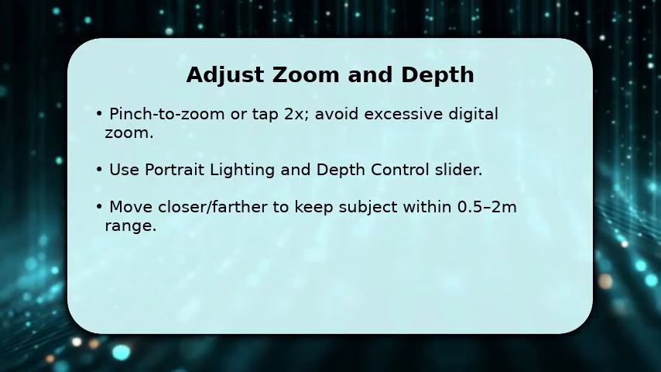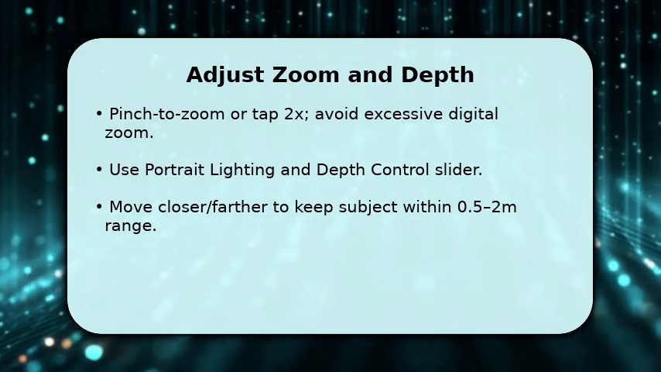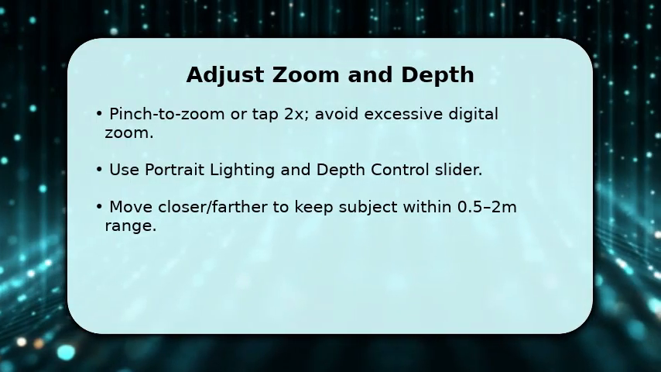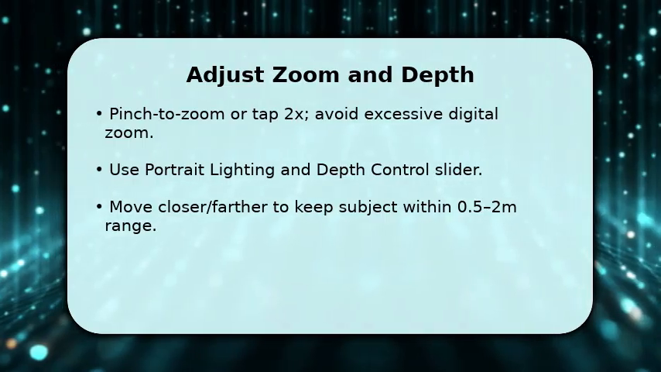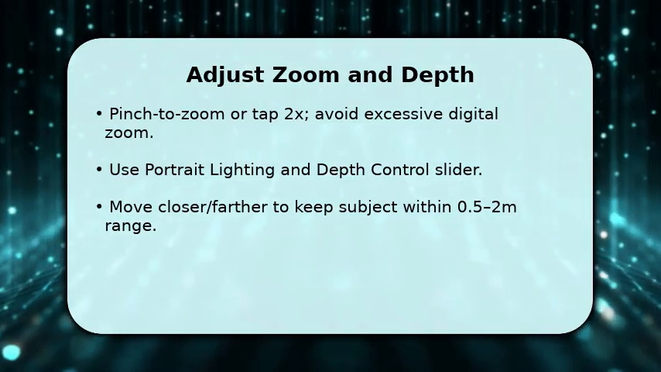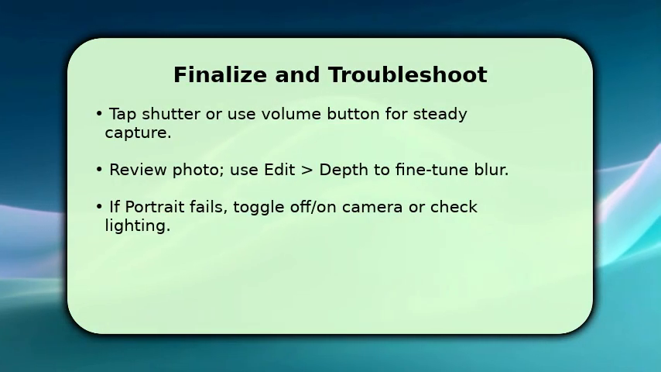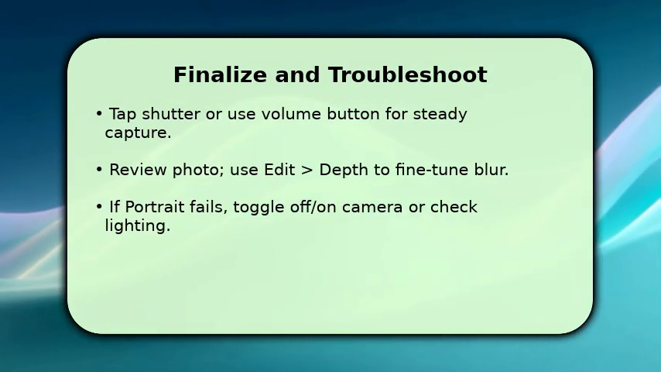Make sure you move the phone closer or farther to stay in portrait's recommended distance, since the algorithm needs about 1/2 to 2 meters to calculate depth accurately. Finish by composing, then press the shutter or use the volume button for less shake. Use a tripod if needed.